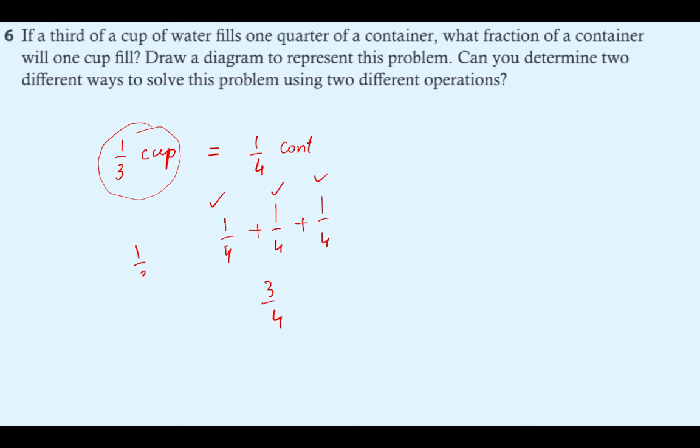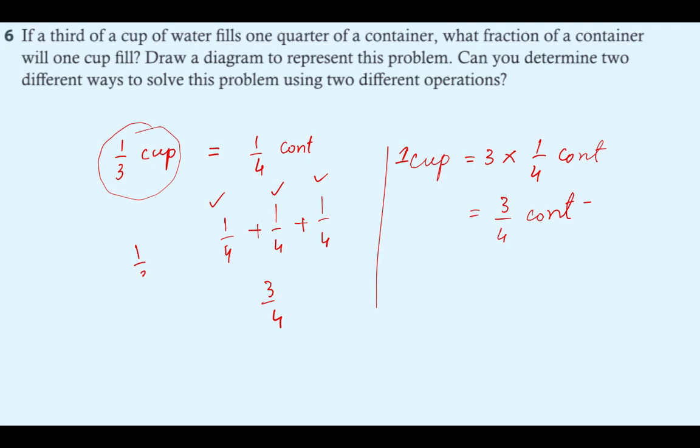This was the first way, and the other way maybe this 3 is dividing here. If you shift it on the other side, we can say that 1 whole cup will be 3 times 1 over 4 of the container. So 3 times 1 over 4 is 3 over 4 of the container. So this is the other way.